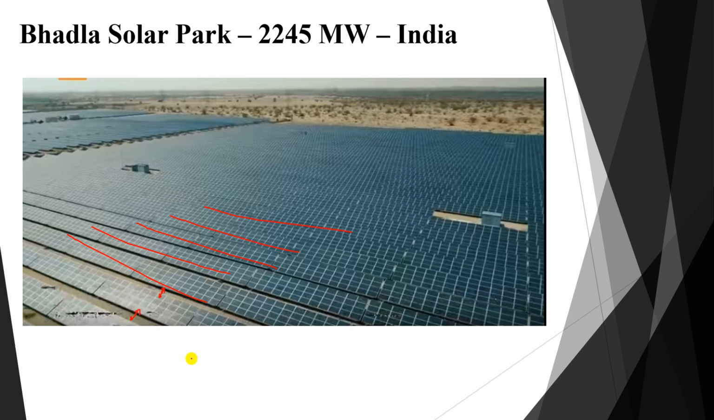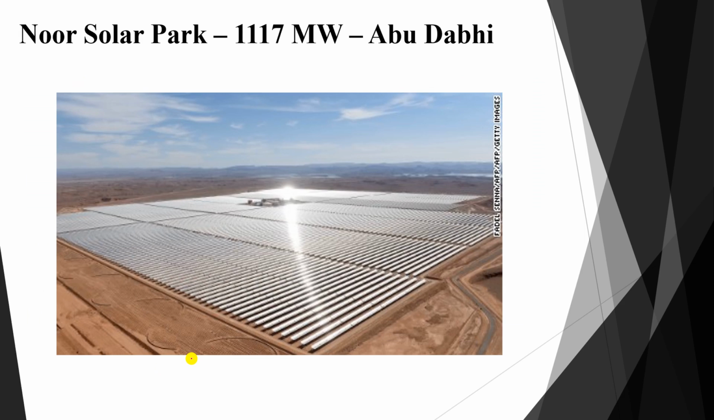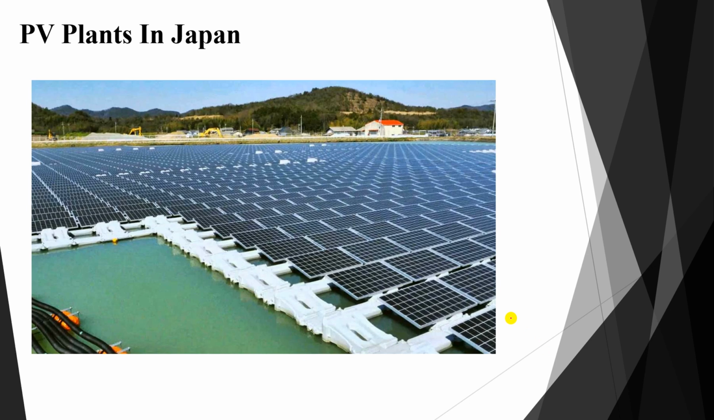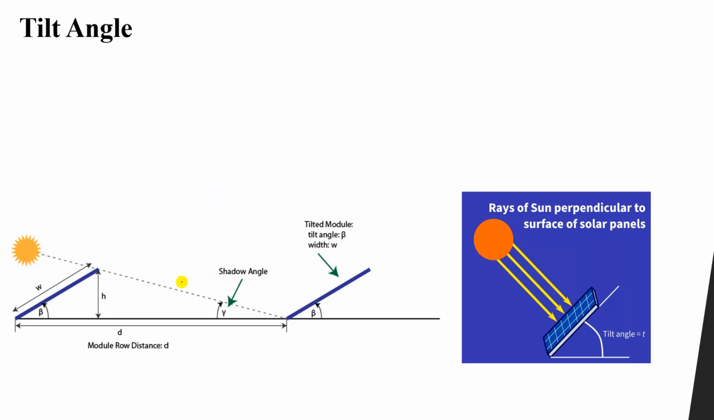If you look at another one here in the United Arab Emirates, you will find that we also have a row of panels, then the next one, and between them a distance. There is also a distance between them in this PV farm. Also, this is a farm in Japan. Now this will lead us to something called the tilt angle and the distance between two panels.